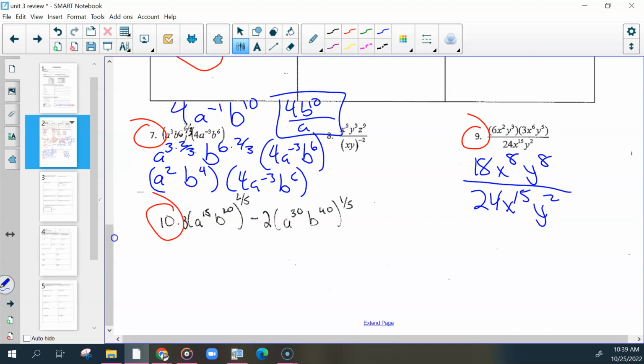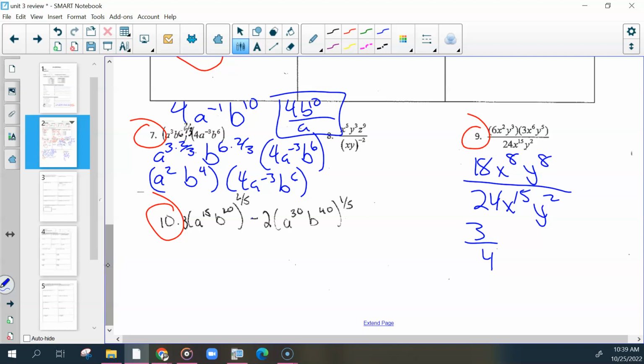Simplify 18 over 24. What would that become? I think it's 3. Yeah, I did that wrong in my head. 3/4. I divided 1 by 3 and 1 by 8, or 1 by 6 and 1 by 3.